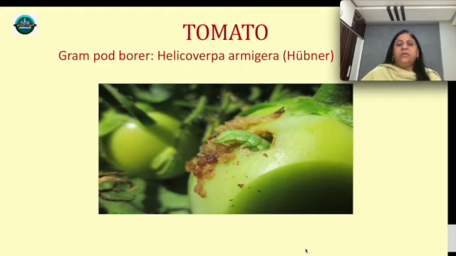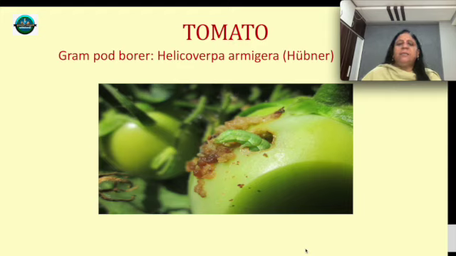And moreover, it also has polymorphism. It appears in different colors and different forms. That's why it is called polymorphism. It also exhibits cannibalism. That means a bigger larva can eat the small larva. In the subsequent crops, you will see the polymorphism of Helicoverpa armigera. That's why identification of this pest sometimes becomes difficult.